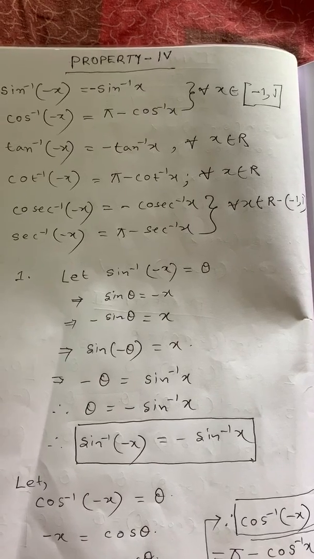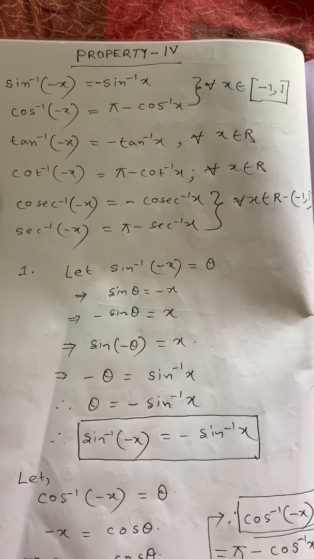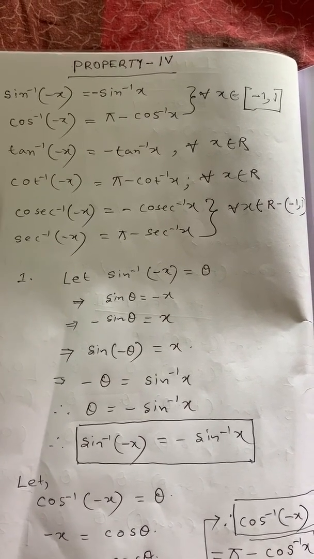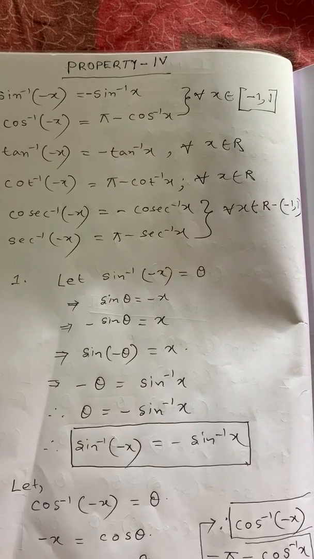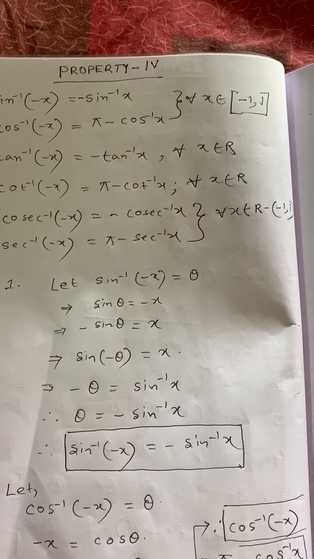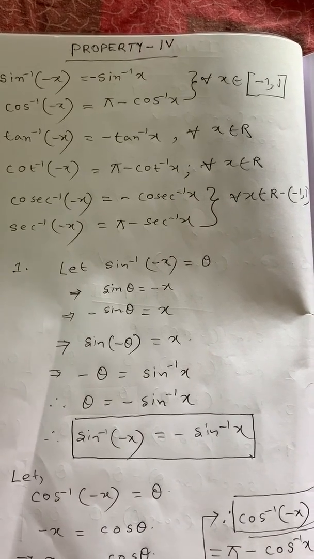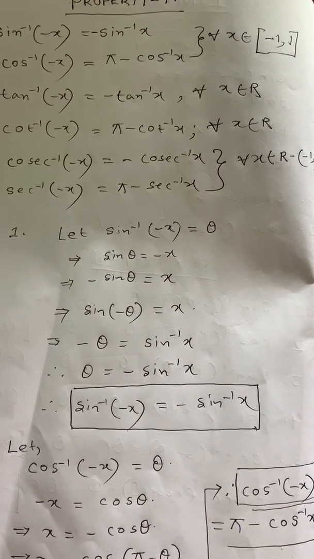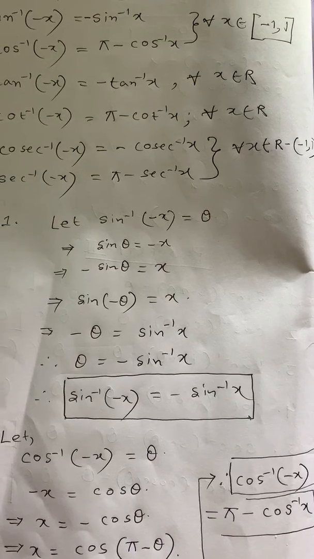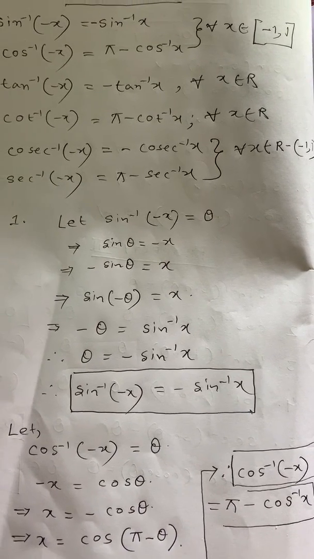And as far as our knowledge from class 11 is concerned, minus of sine theta means sine of minus theta. That is equal to x. So minus theta is equal to sine inverse x. So theta is equal to minus of sine inverse x. And that's the way we can prove sine inverse minus x is equal to minus of sine inverse x.